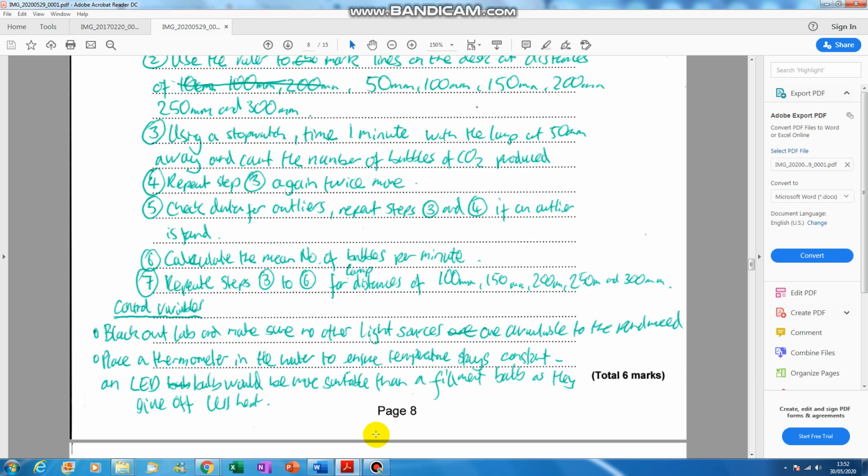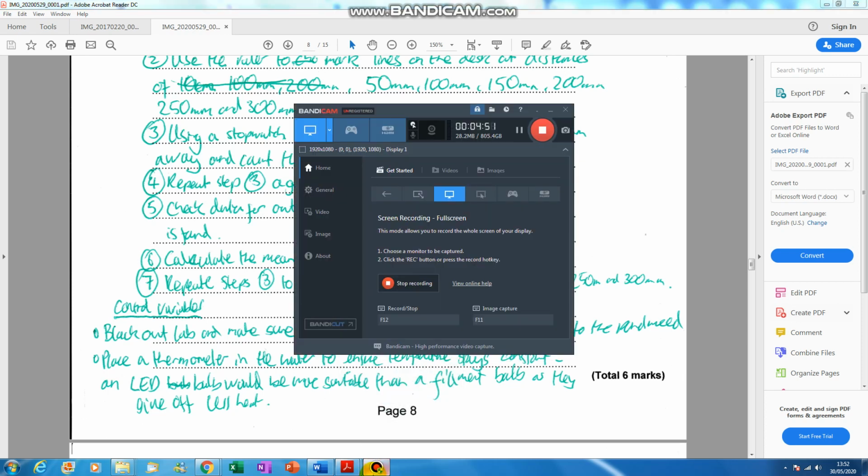So I've suggested using an LED bulb would be far more suitable because they don't produce nearly as much heat and they're far less likely to change the temperature away from a constant value. So I've said to place a thermometer in the water and then to stop testing if the temperature goes too high or too low. So there'll be a second part to this question.